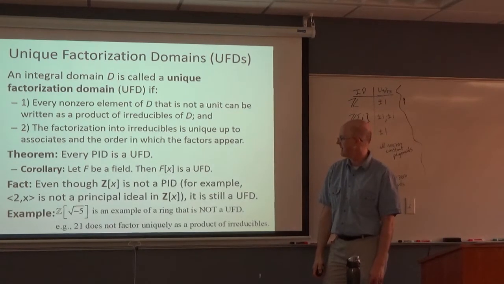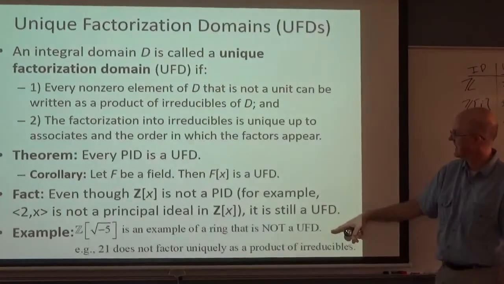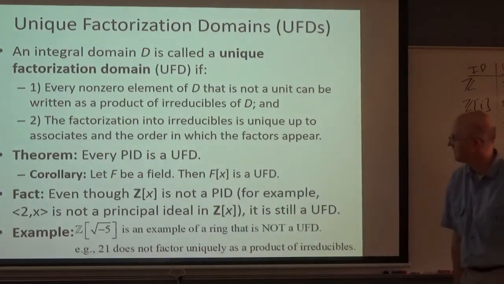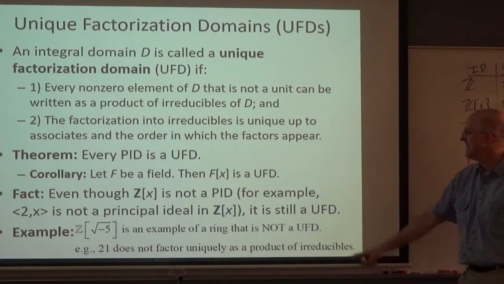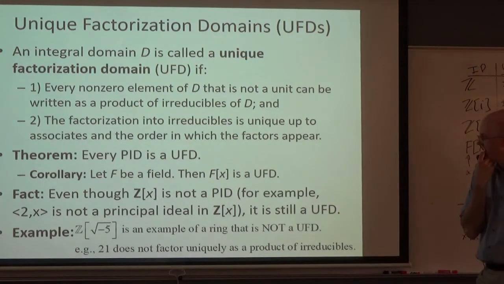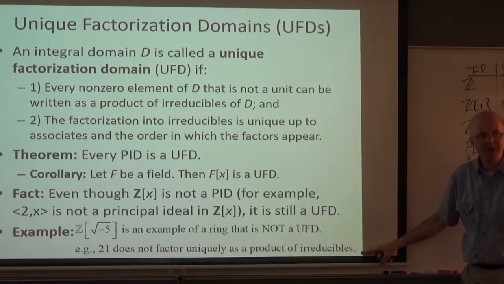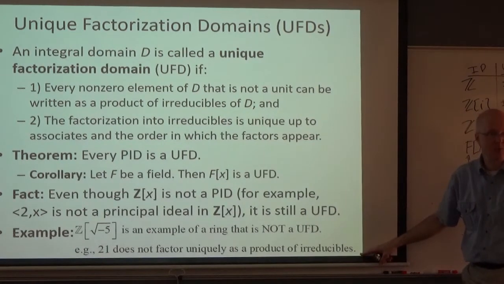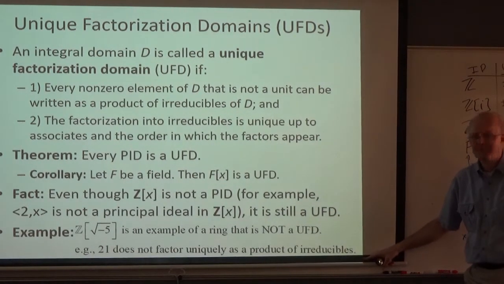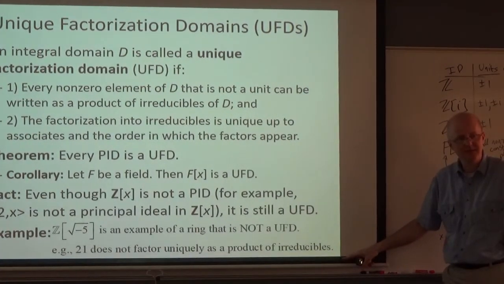Another example to think about is similar to the example we just thought about. This ring, I made it the square root of -5. I could have made it the square root of -3 as well, is actually an example of a ring that is not a UFD. And one of the completion problems for next Monday to work on, and I would strongly suggest working on this one, and this was my favorite problem, by the way, in making the key. Show that 21 does not factor uniquely as a product of irreducibles.